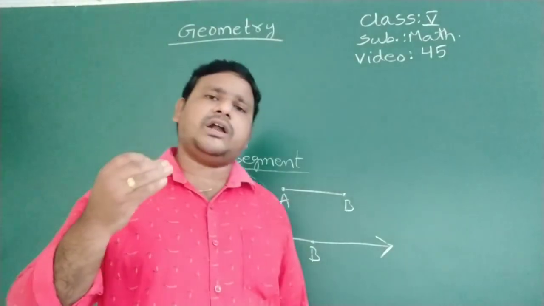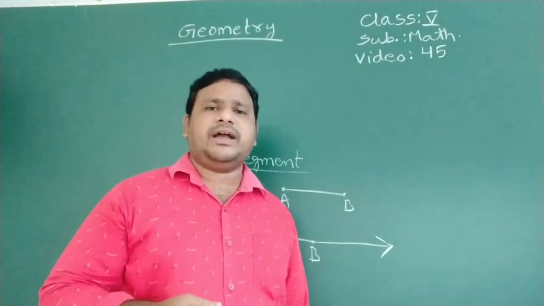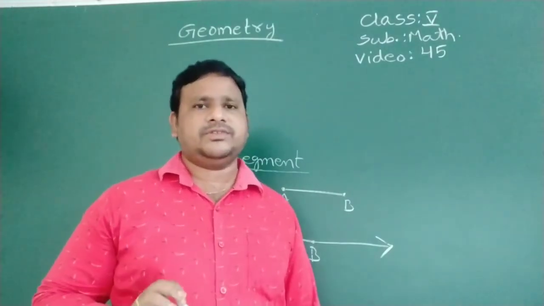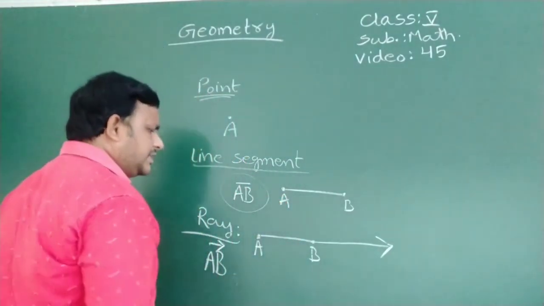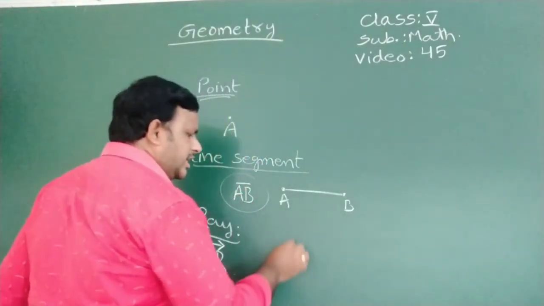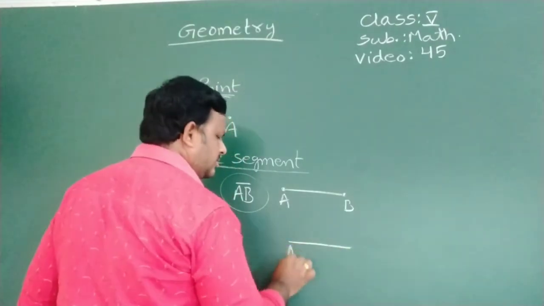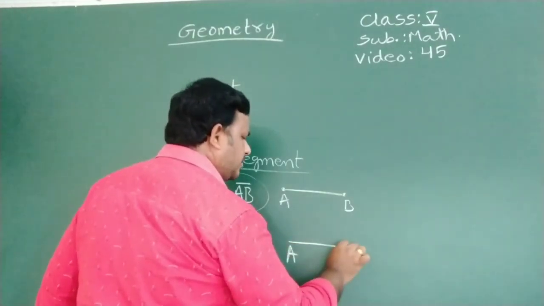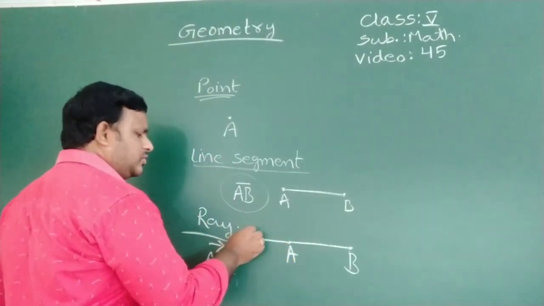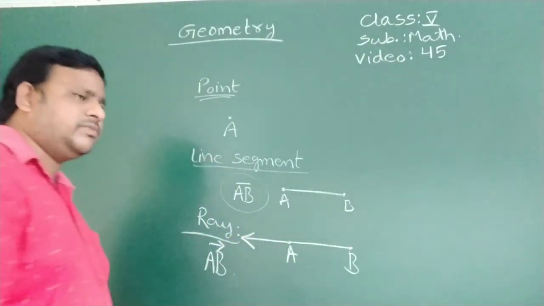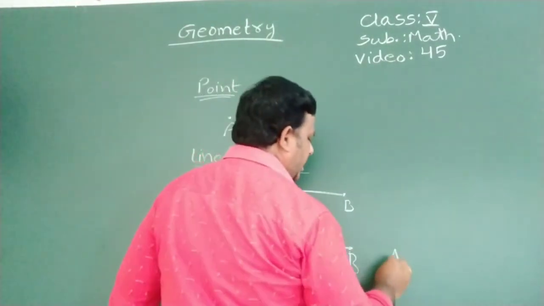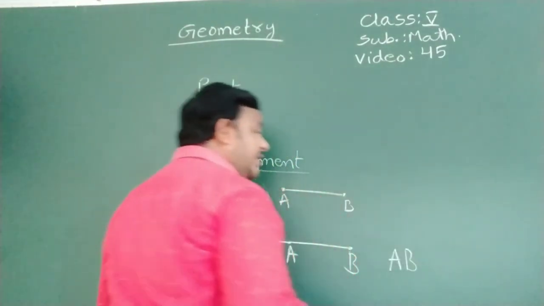Suppose the starting point is B and the line is extending towards the left side, then what happens? The line will be like this. This is point B, this is point A. It can be extended towards the left side also. Now this ray can be represented with BA.